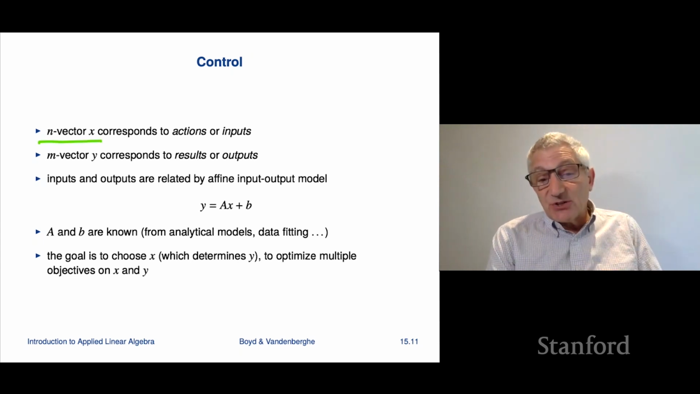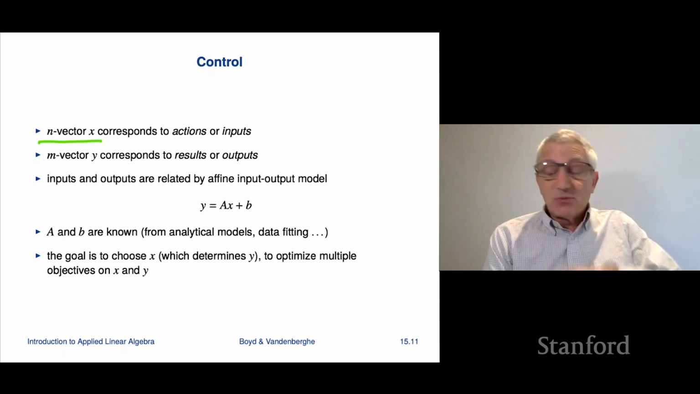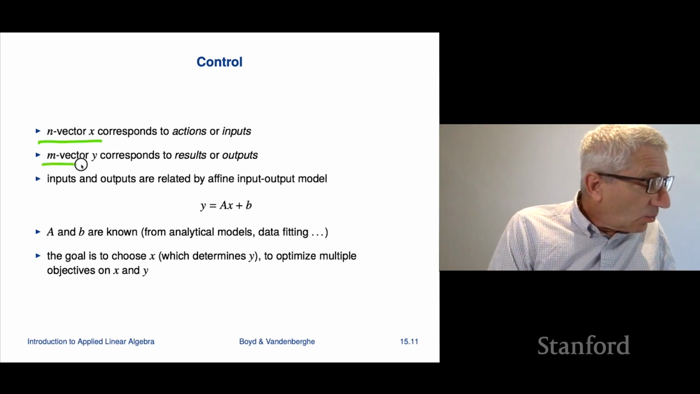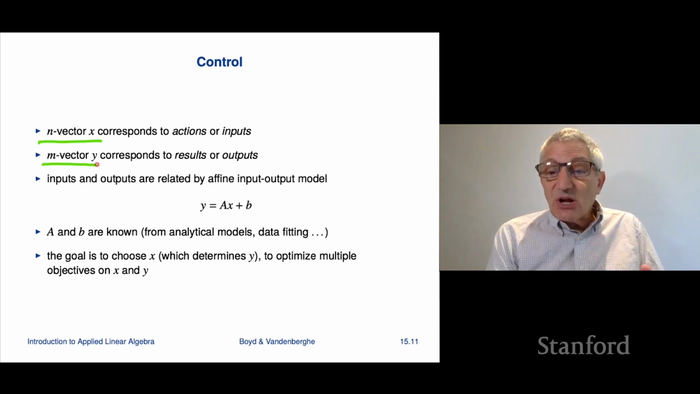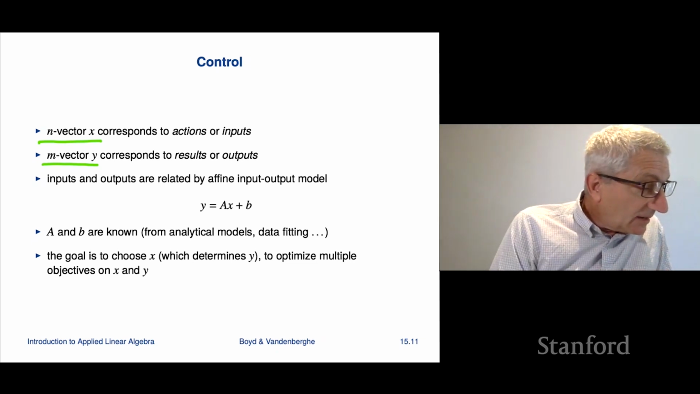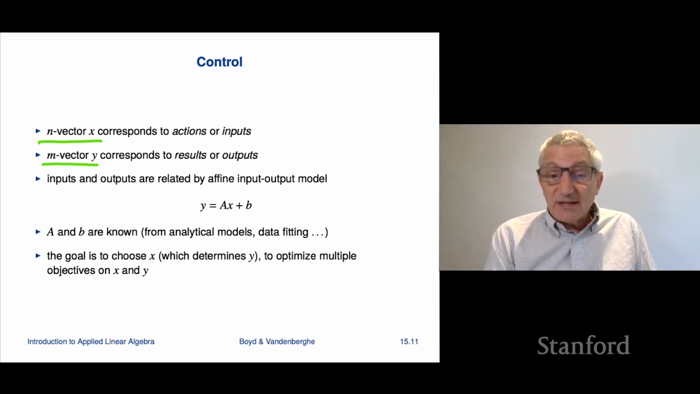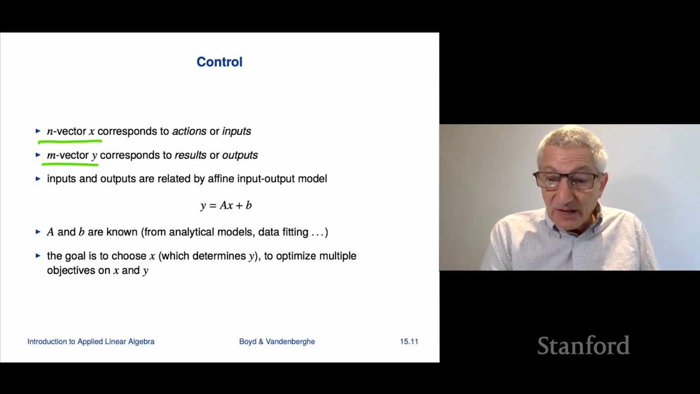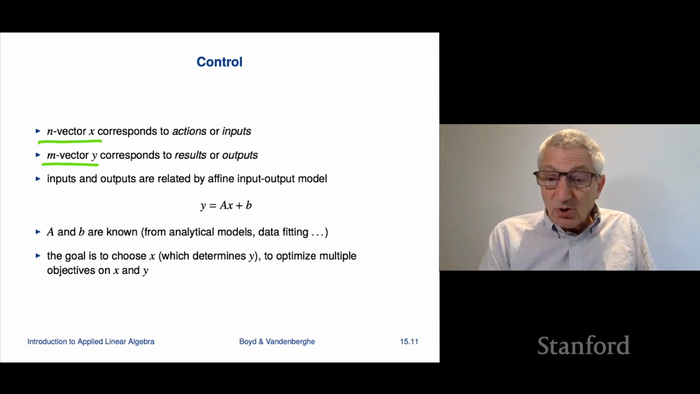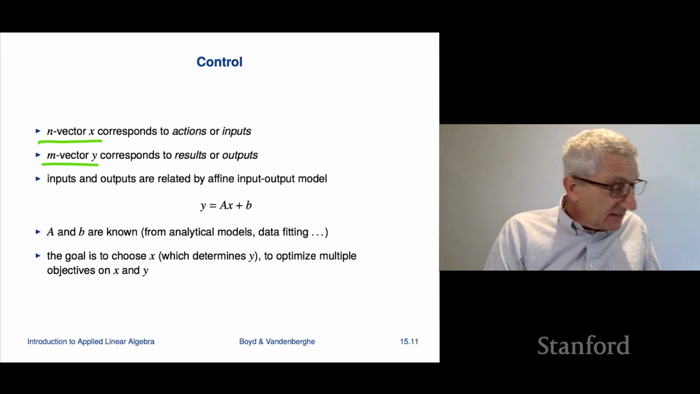By the way, a very traditional symbol for that is u, not x, but we'll leave it as x here. An m-vector y is going to correspond to the results or the outputs of using the input x. So y is going to be the result. And the inputs and outputs are generally related by a linear or affine input-output model. And that looks like this.